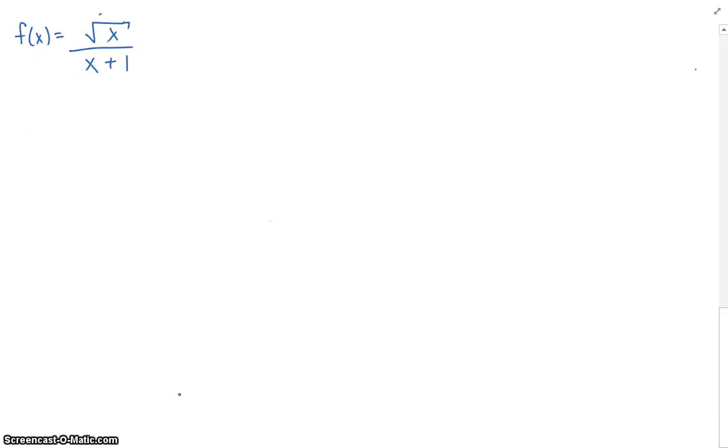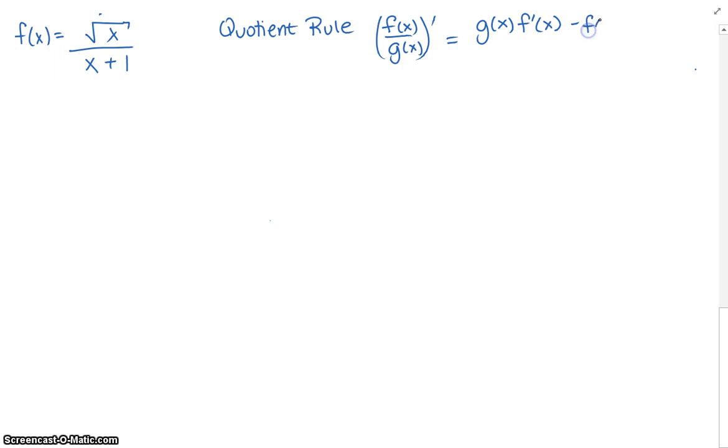Where it gets a little bit more tricky is, of course, when you have to use the product rule or quotient rule to actually go through the first and the second derivative. So let's consider this function here, the square root of x over top of x plus 1. Now this is going to have to use your quotient rule, which we know if we have f of x over your g of x, that we take our denominator, times it by our f prime of x, subtract f of x times your g prime of x, all over your denominator squared.